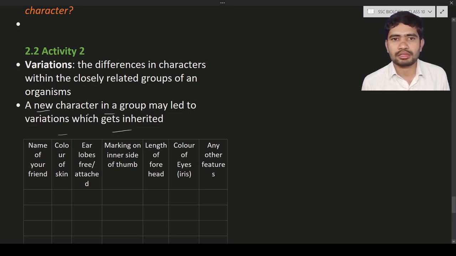The new character means, let us consider a person moves to another area where there is huge sunlight. As a result, his body is going to produce a dark skin tone, and a new character is produced. No one in his family is darker, but he is darker. Why? Because of the environment. As a result, a new character is produced, and this character may be passed to his children, inherited by his children. So this is about variations.